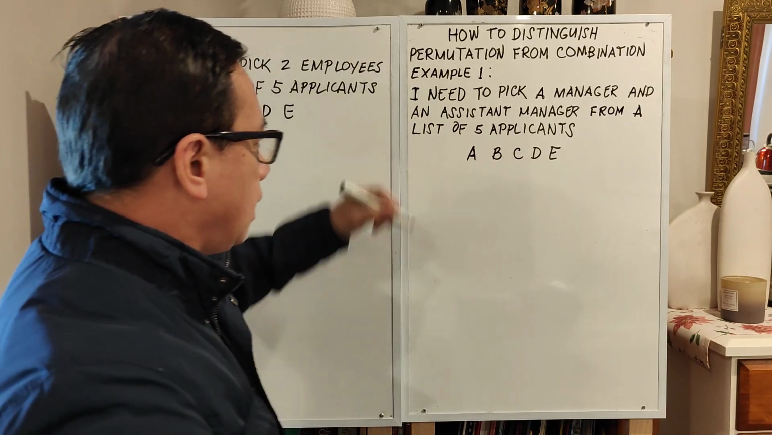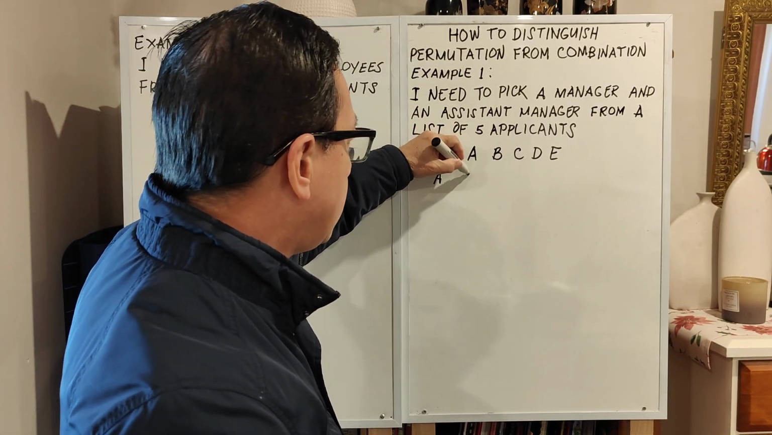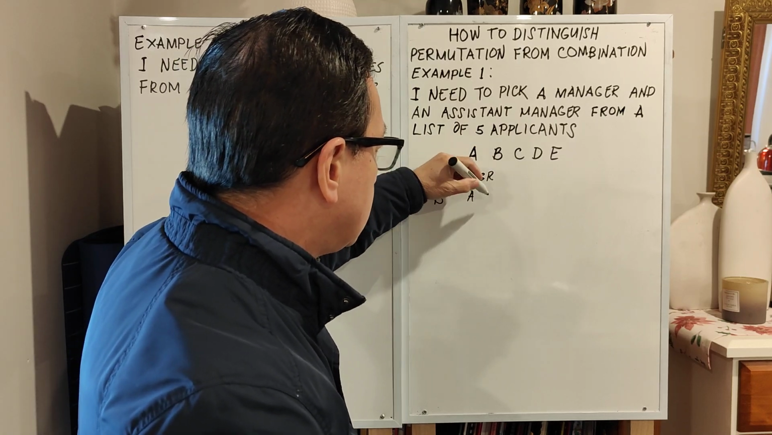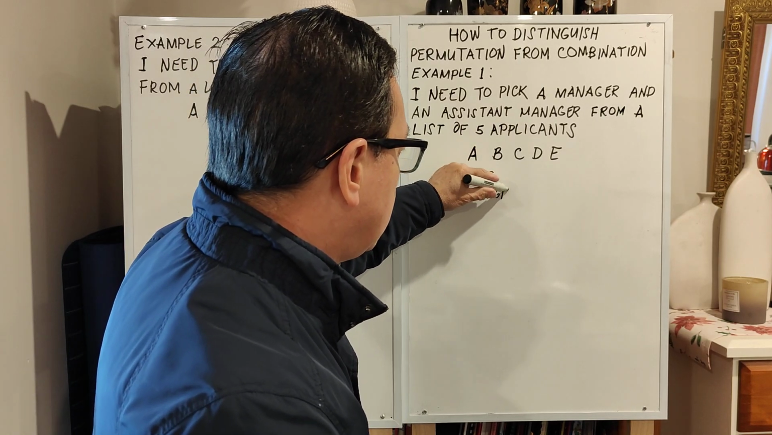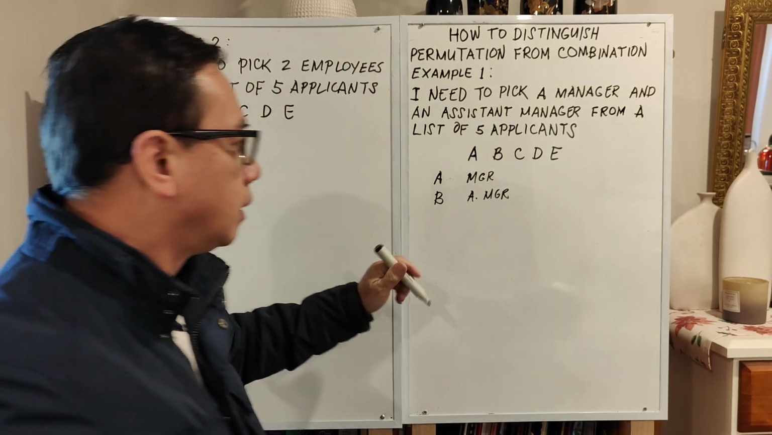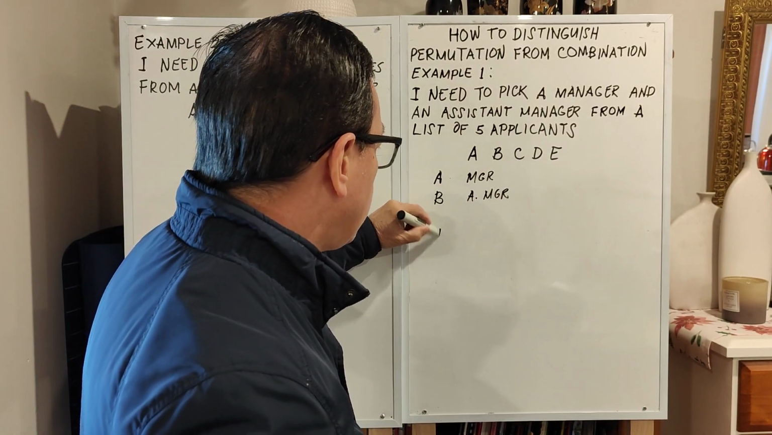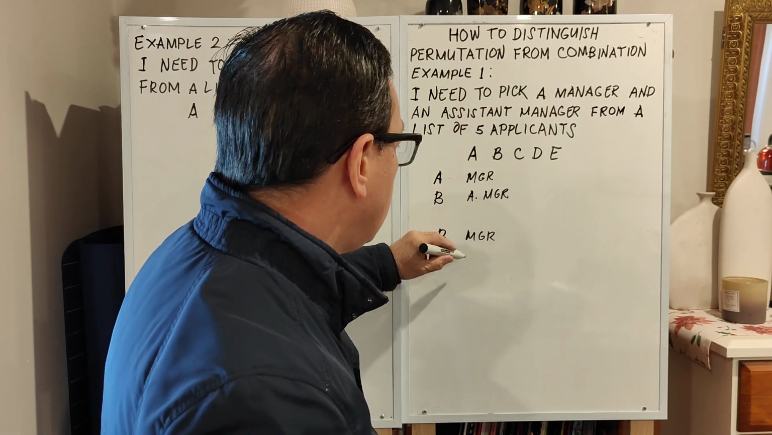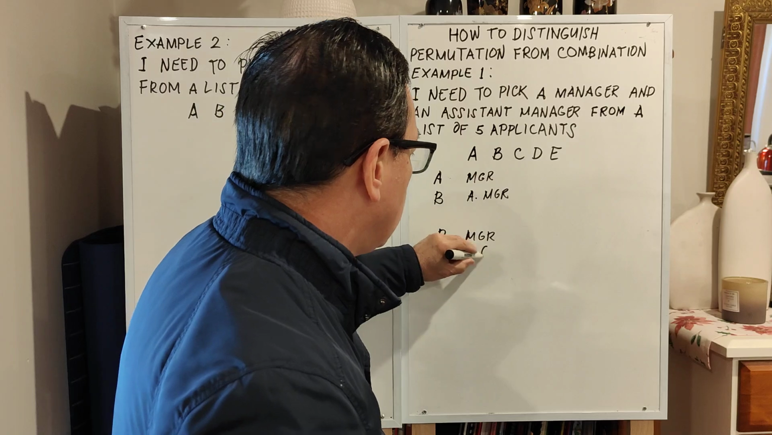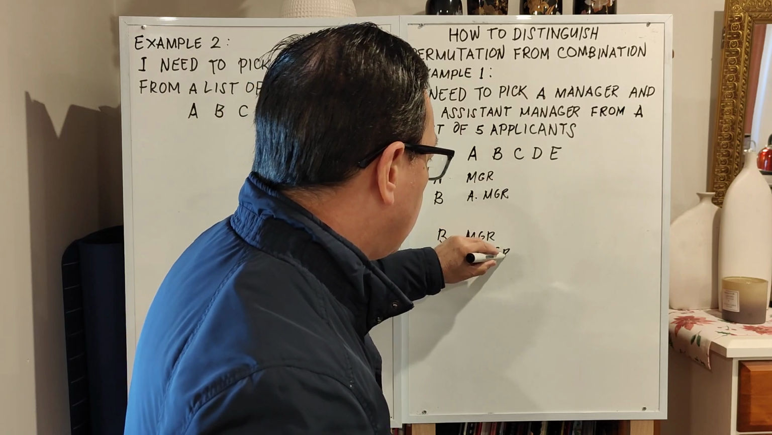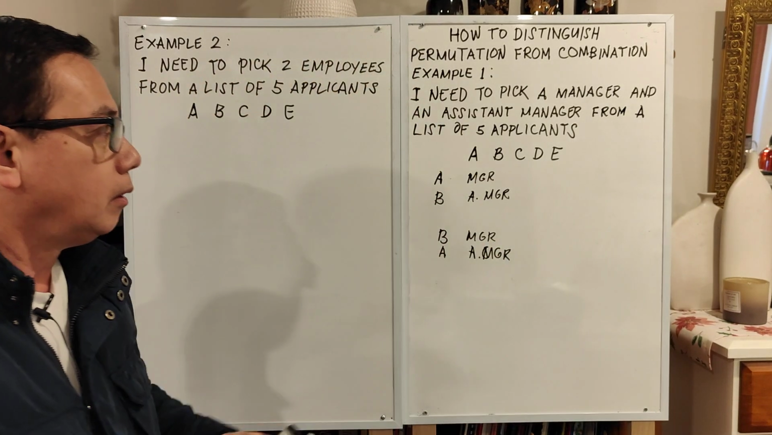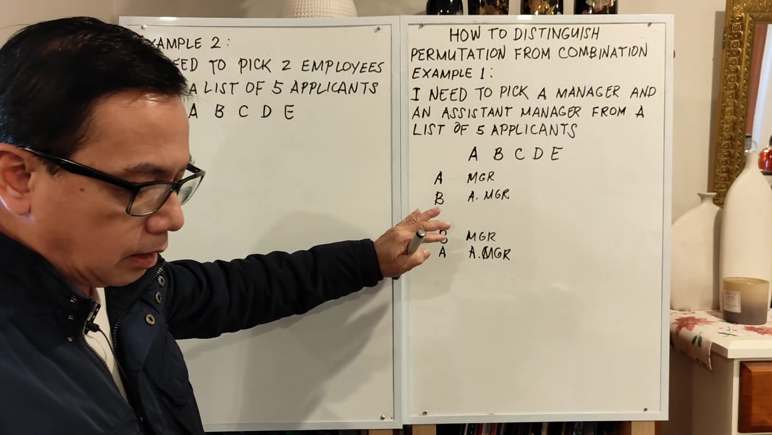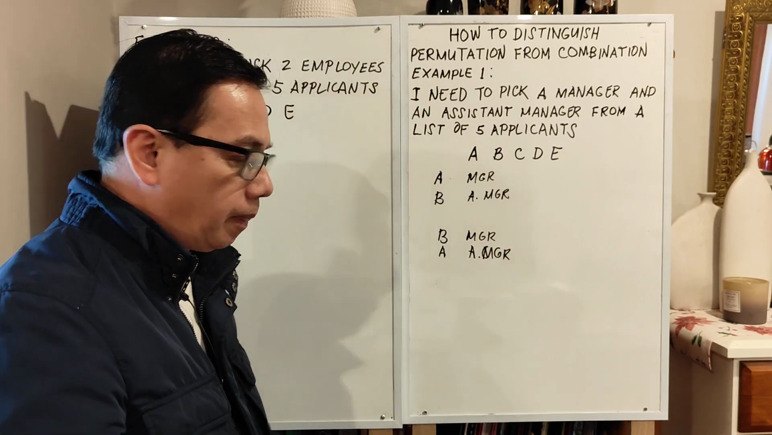Now, if I choose A as the manager, and then I choose B as the assistant manager, this will be a different arrangement if I choose B as the manager and then A as the assistant manager. So in this example, the order is important. So this is a permutation.